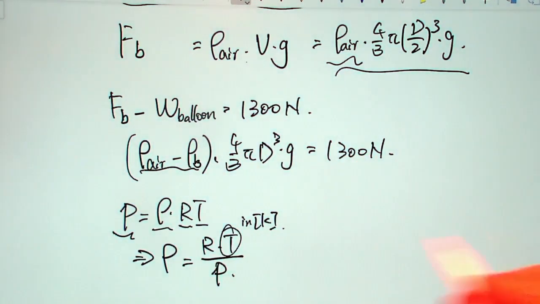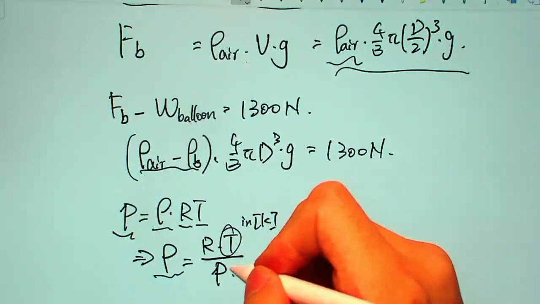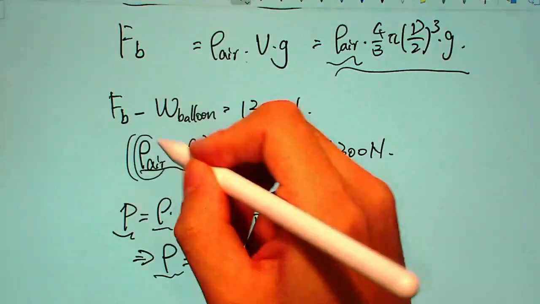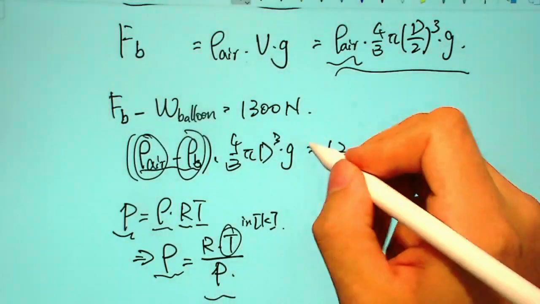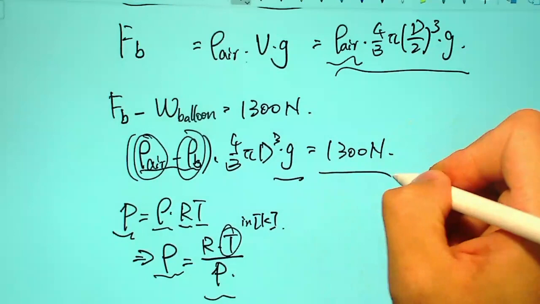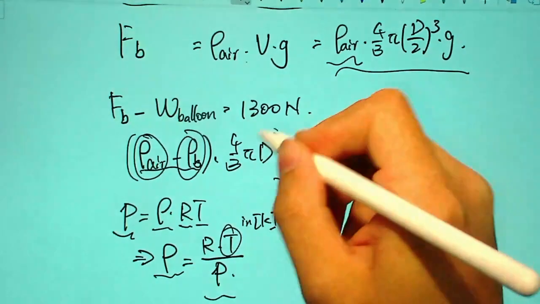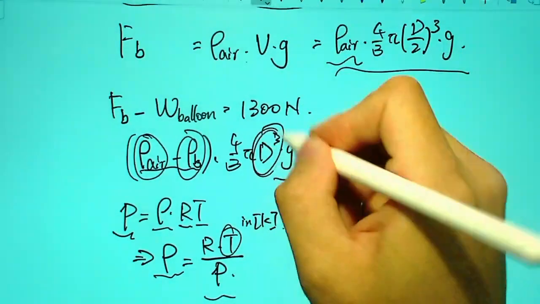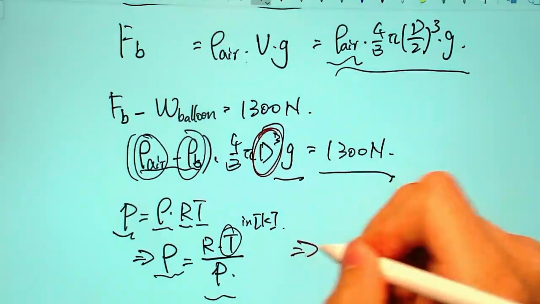And then we can calculate the density, since we know the temperature and pressure of both the air outside and the hot air inside the balloon. So we know the density of these two, and gravity is known. The result is known. So the only unknown is this diameter. So it's easy to find the diameter.